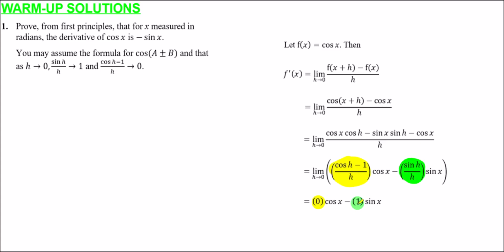So this becomes minus 1 multiplied by sin x, in other words, simply minus sin x, which is what we wanted to prove. So to conclude, if f of x is cosine of x, f prime of x is minus sin of x.